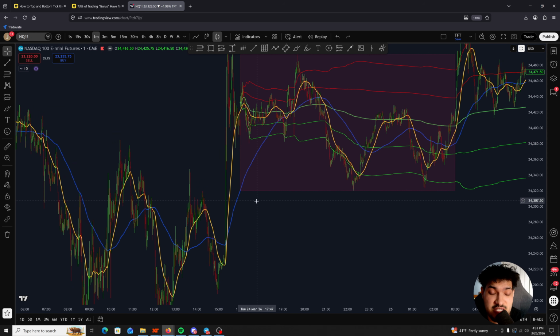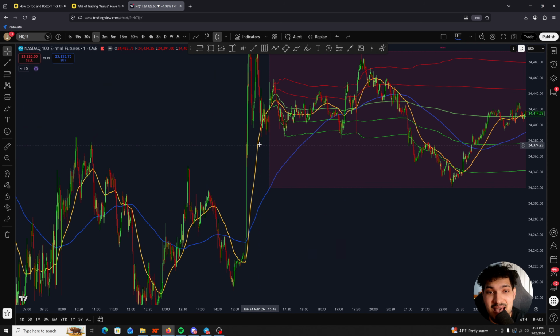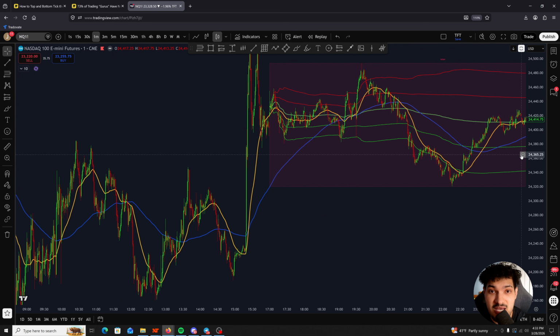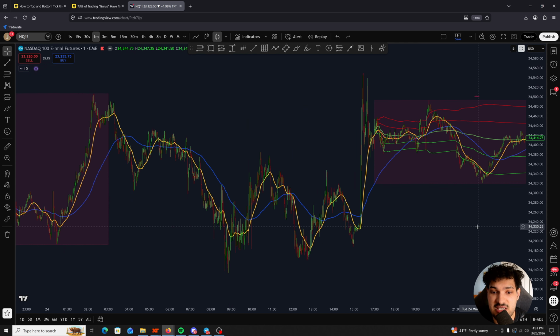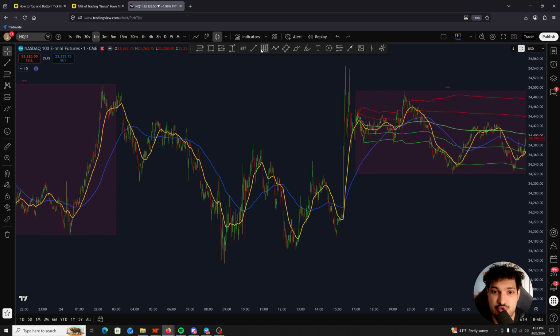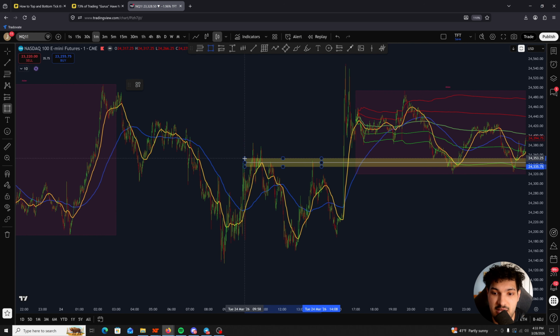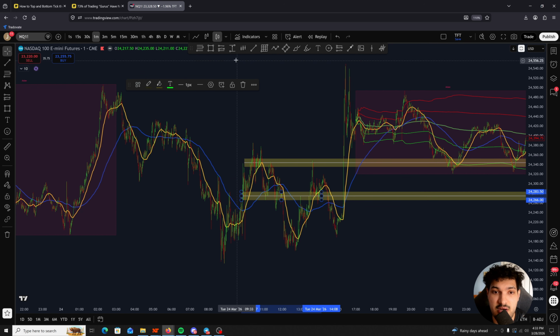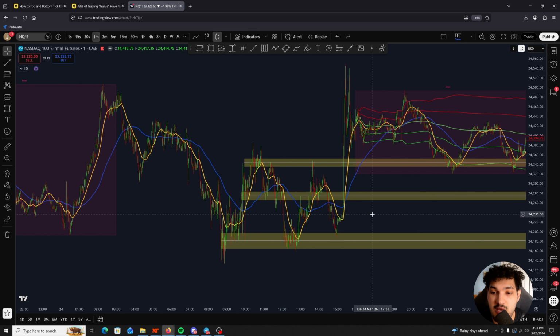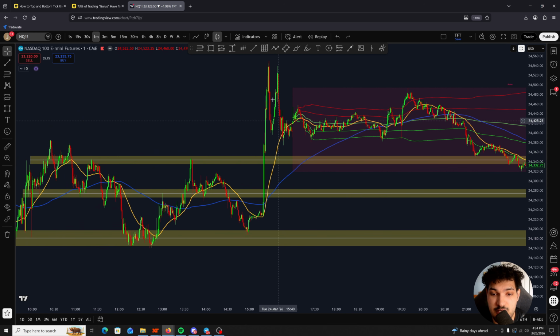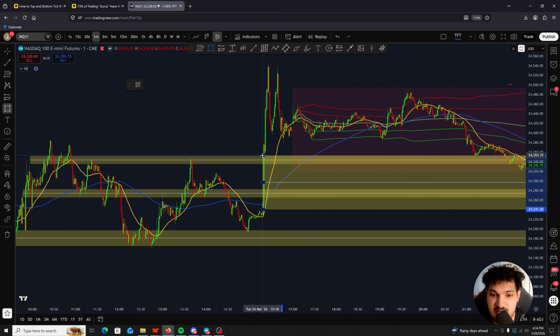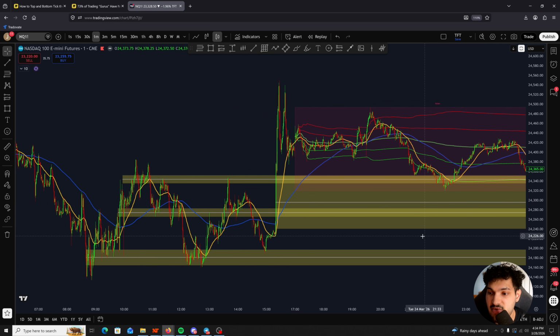Now, something really cool, like I just said, is let's say you're combining this with supply and demand or ICT concepts. You can align these levels with your areas of supply and demand and ICT concepts, right? Let's say if we just simply zoom out here, price is trading in this range on NQ. Okay, we have a supply demand. We have a demand level here. We have another level right here, and let's just say we have another level right here. We also have this huge imbalance in price like this. So realistically, we have this huge imbalance and these two levels, and then guess what?